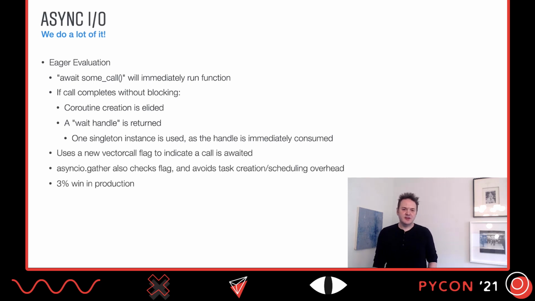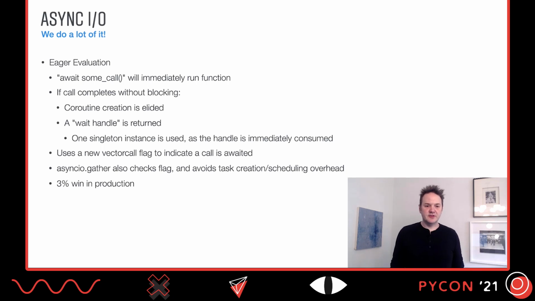We also use this with asyncio.gather, and the way this is implemented is that there's a new vector call flag to indicate that something's awaited. And so functions recognize this flag, as does asyncio.gather. And this is a 3% win in production.